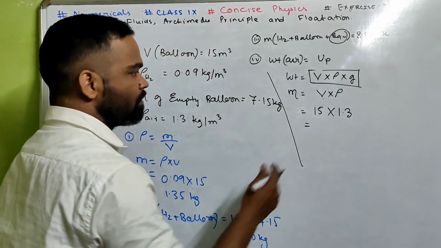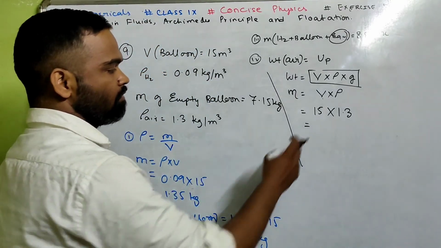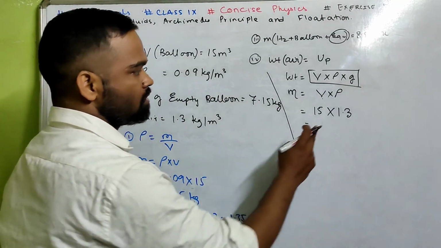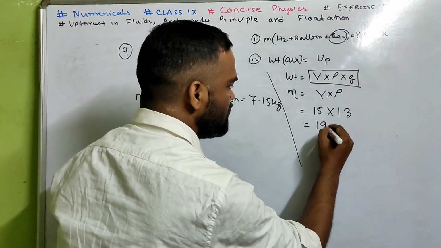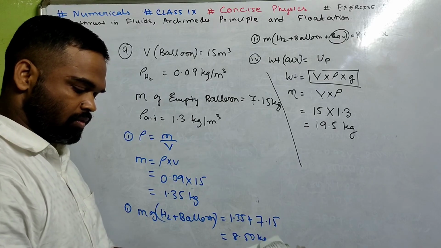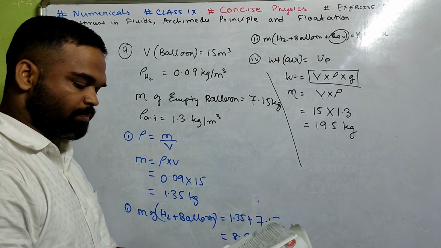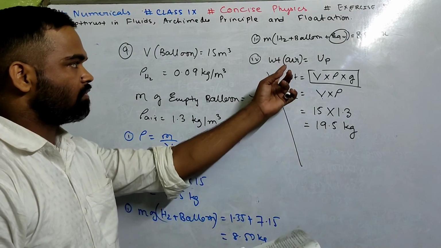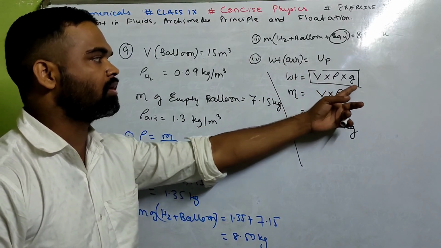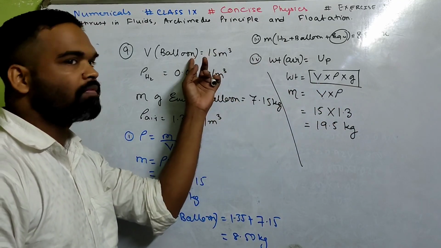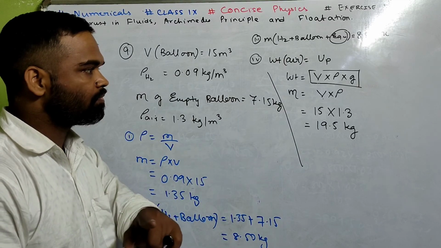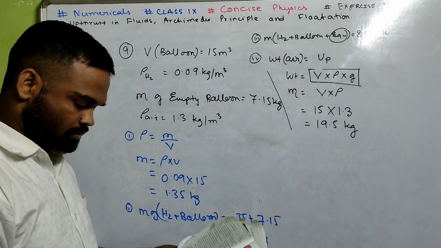So this will be 15 into 1.3. 15 one time is 15. 15 three times is 45. So 4.5. So 15 plus 4.5 is 19.5 kg. Yes or no? Look carefully. The mass of the air displaced by balloon. So the weight of the air displaced by the balloon is equal to the upthrust. Upthrust will be V into rho into g. V is the volume of the balloon because that much volume of air will be displaced. Yes or no?